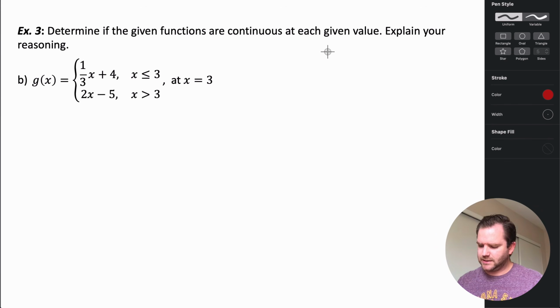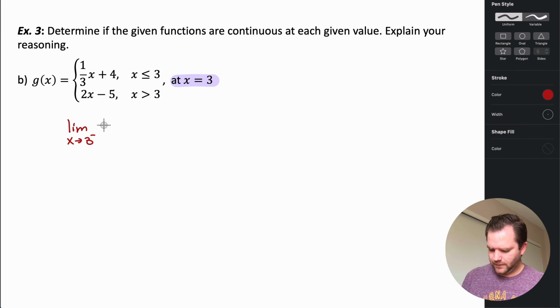Determine if this function is continuous, and then again explain your reasoning. So we're looking at x equals 3. First we want to find the limit as x approaches 3 from the left of g of x. We're looking at values less than 3, so we're going to use this part. Plug 3 into this. 1/3 of 3 is 1. 1 plus 4 is 5.